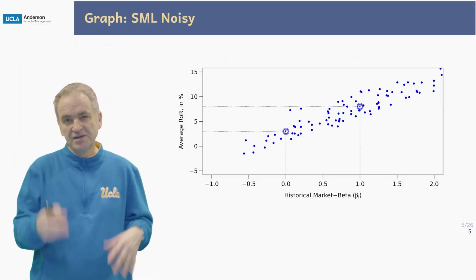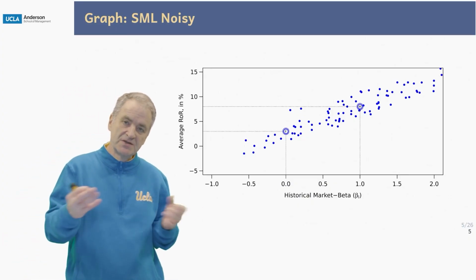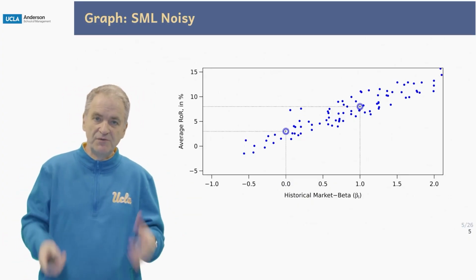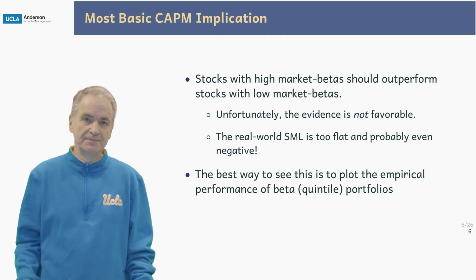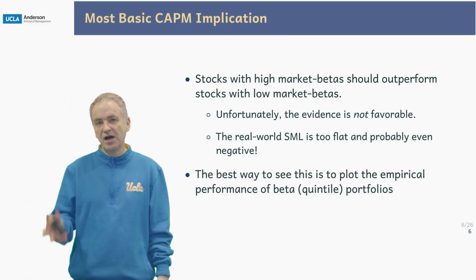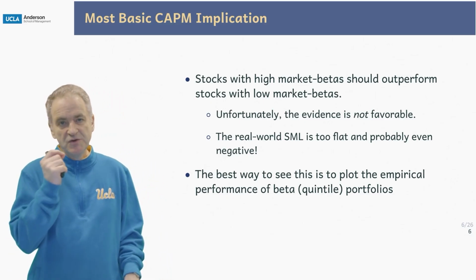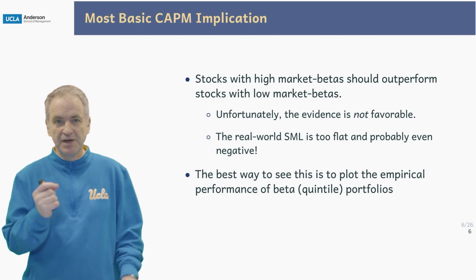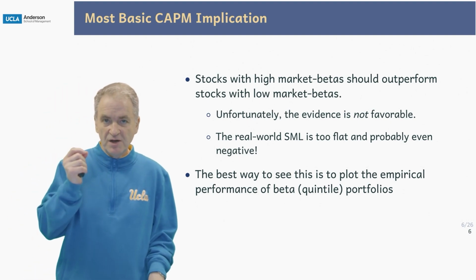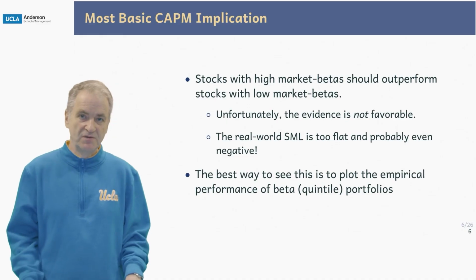And this, of course, is an understatement. In the real world, you have negative returns all the time. This is just for displaying roughly how it should look. Stocks with high market betas should outperform stocks with low market betas. That's the most basic insight of the capital asset pricing model. If you have a higher market beta, you have to offer a higher expected rate of return.